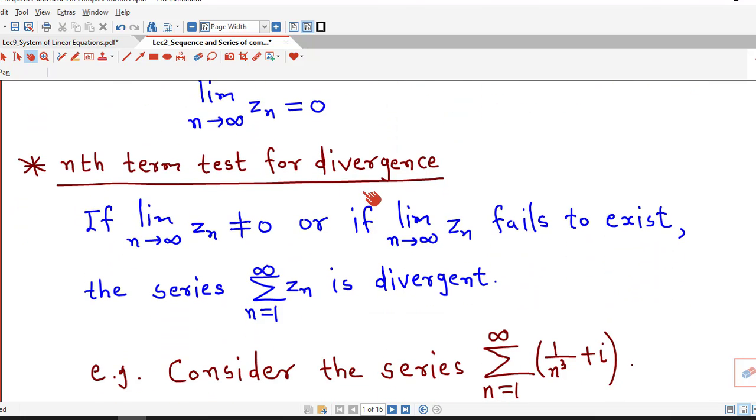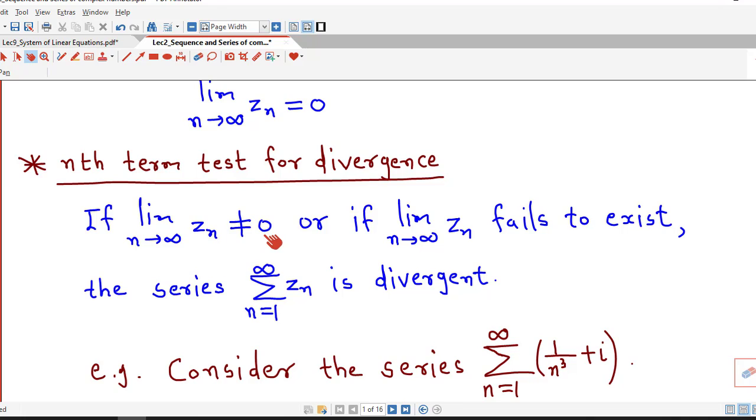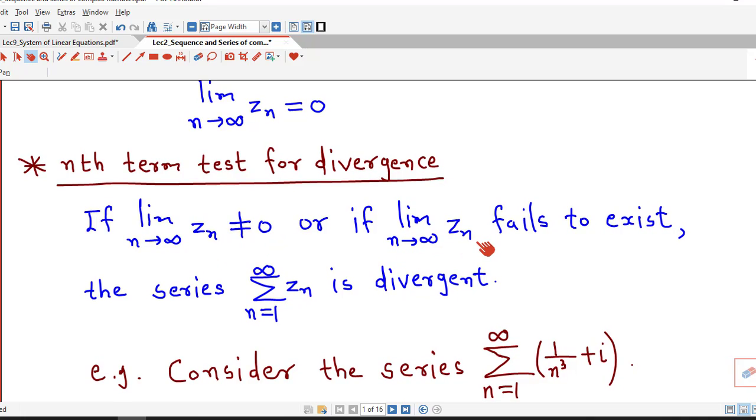So this test is known as the nth term test for divergence, because using this test we can decide the divergence of the series. So we remember this result: if the limit of the nth term is non-zero or the limit of the nth term fails to exist, then the series is always divergent. We consider one example.